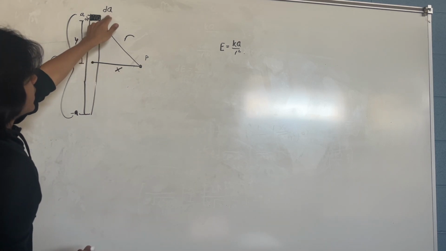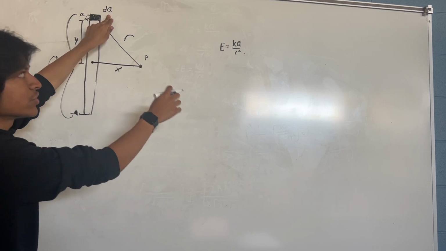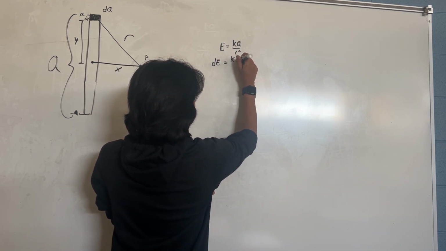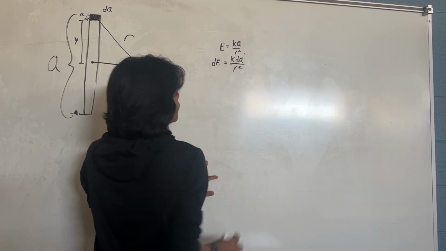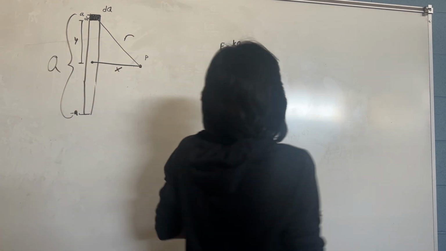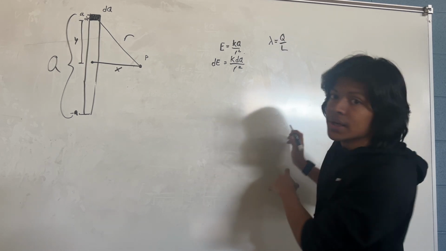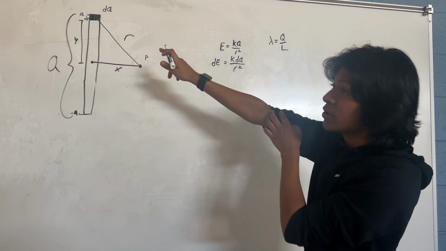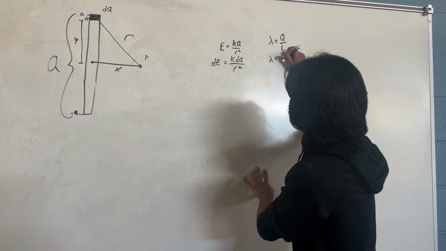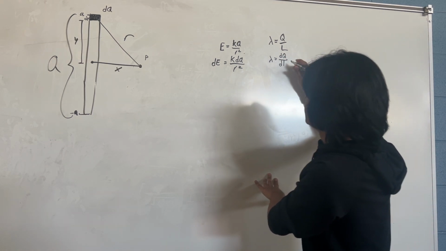Because we have a change of charge here, dq, we're also going to have a change of electric field. So we would have dE is equal to k dq over R squared. Right now, let's just deal with this dq. Lambda stands for charge per unit length. In this case, for our line segment, our lambda is going to be the change of charge over the change of length.